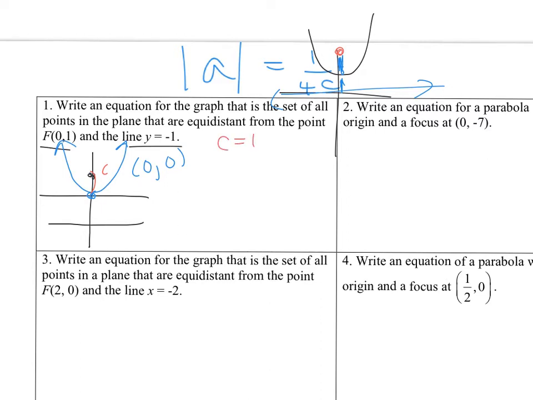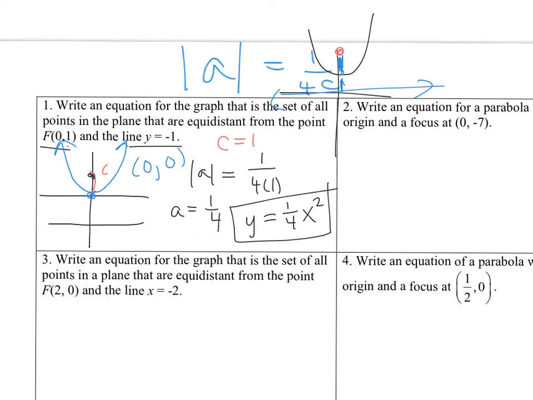So I need to figure out what A is. So I do absolute value of A equals 1 over 4 times 1. So A is 1/4. Now I know that A is positive 1/4 because it's opening up. So my equation is going to be y equals 1/4 x squared. If it was opening side to side, it would be x equals A y squared.